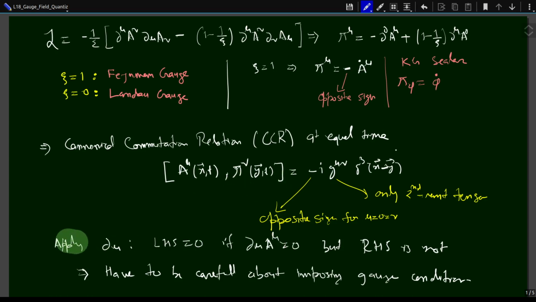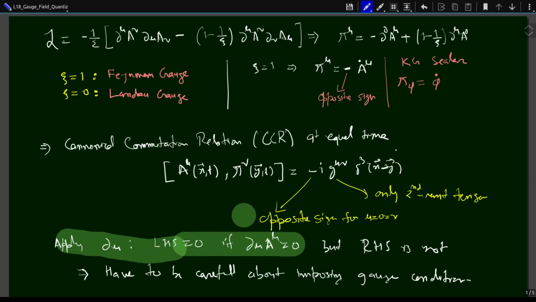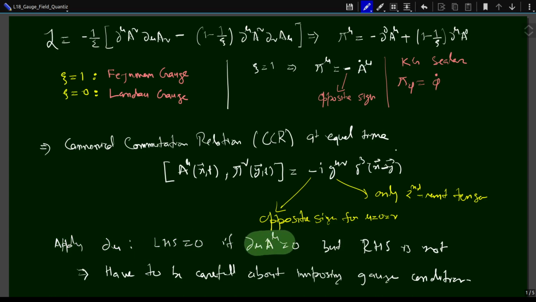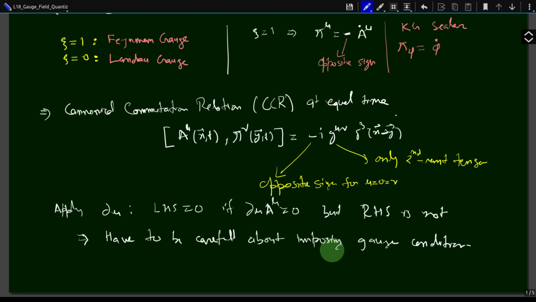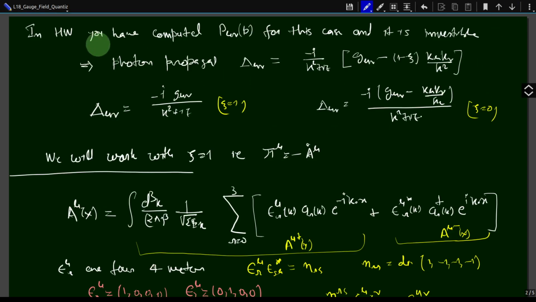For example, if I apply del mu onto this equation, act with the derivative, then the left hand side will be 0 if I use the del mu A mu equal to 0 condition, but the right hand side will not be 0. So this canonical commutation relation in itself does not directly support this, so one has to be careful about extracting the right information which satisfies the gauge condition. So we will not apply it here itself. This is the CCR, the equal time commutation relation, and we'll have to be very careful about imposing the gauge conditions.